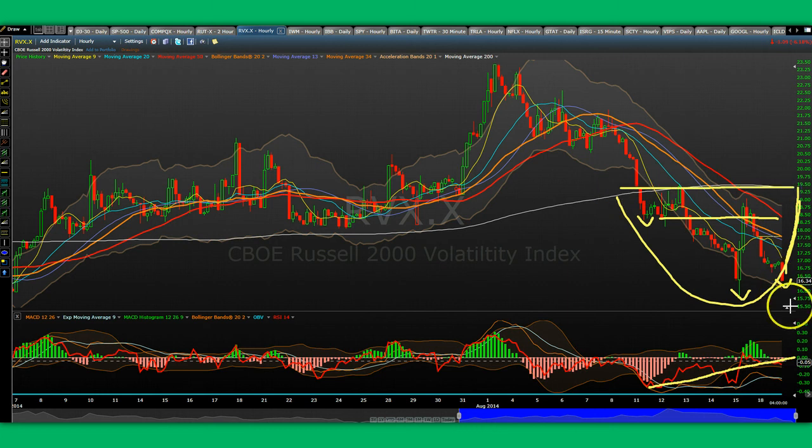Now, if it rises from 1630 to 1950, 3 points in the RVX is basically a pretty sharp pullback in the market, and that equates to, I think, somewhere around a 100-plus point pullback in the market, which is very, very possible. So this is what somebody was saying that they couldn't quite understand.